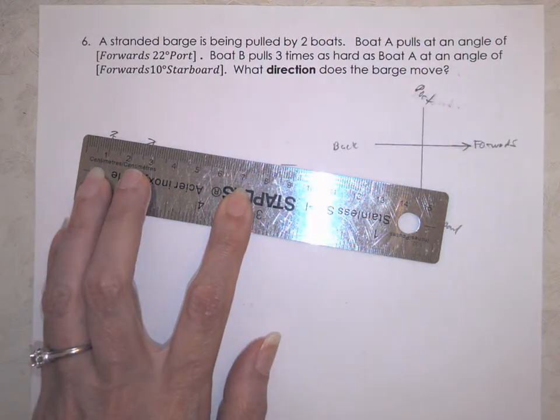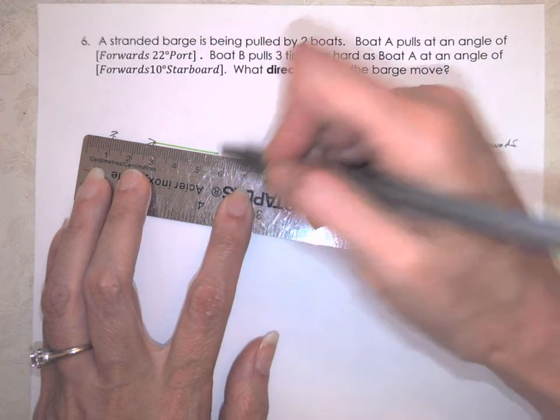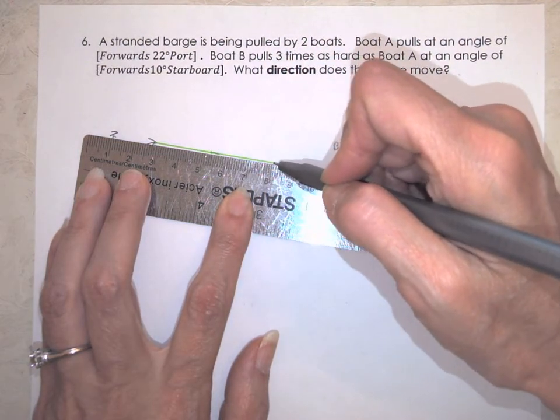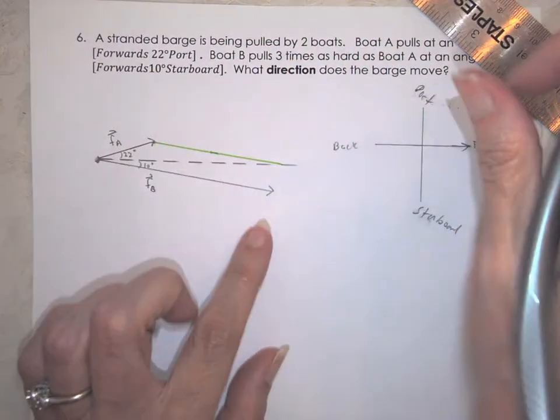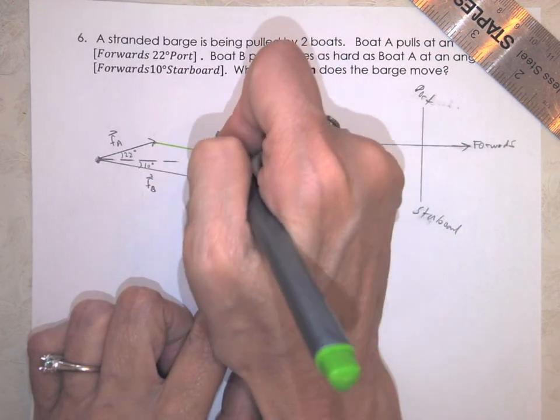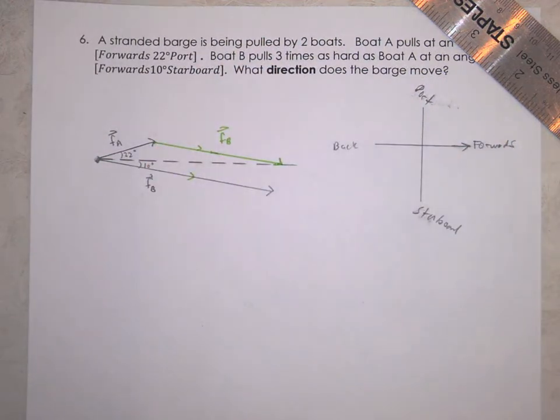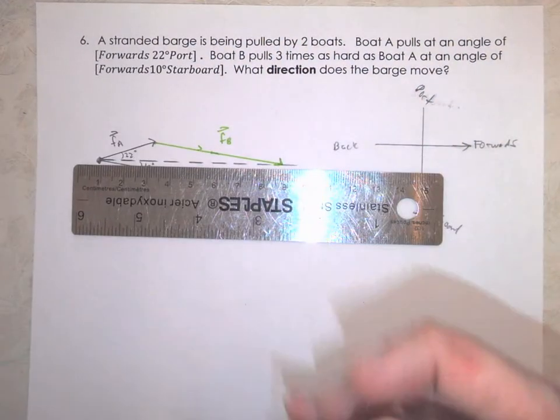Tip to tail. So I'm going to move this one over until it hits the line here. So this is my F_B. And again, these are parallel to each other. And then this forwards.